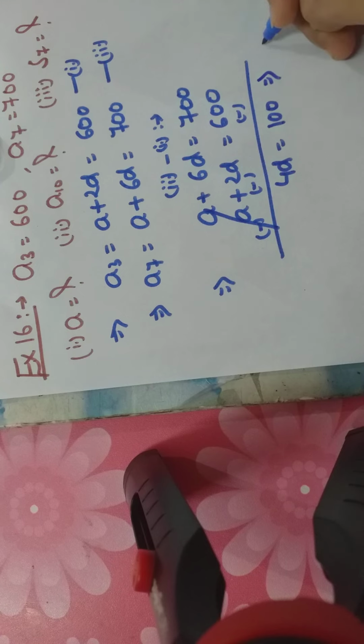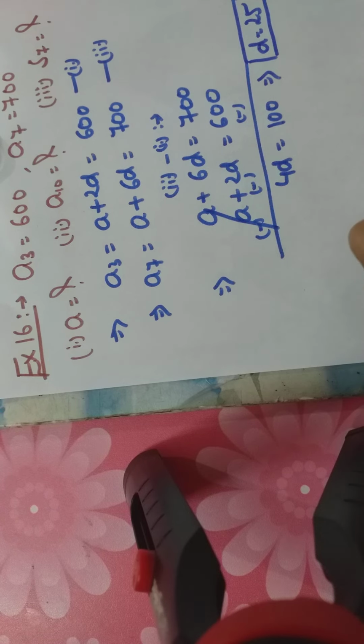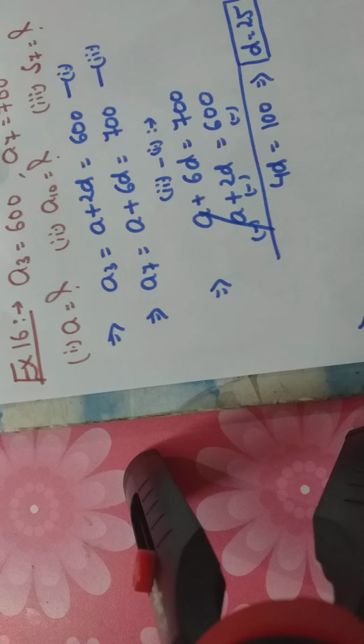So here the D value will be 100 by 4, that is 25. Okay, D value is 25. Now we have to find out the value of A, so we will put this value of D in our first equation.